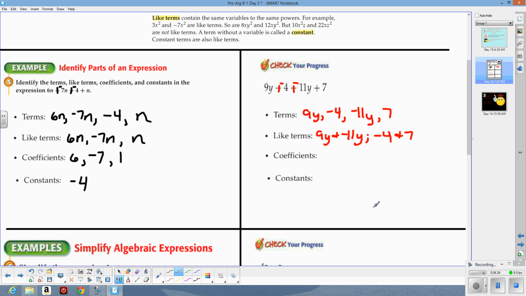Coefficients, remember, are the numbers in front of the variable, so our coefficients are 9 and negative 11. It's not going to be negative 4 or 7 because they do not have a variable part. Those are our constants, the parts without a variable, so our constants are negative 4 and 7.